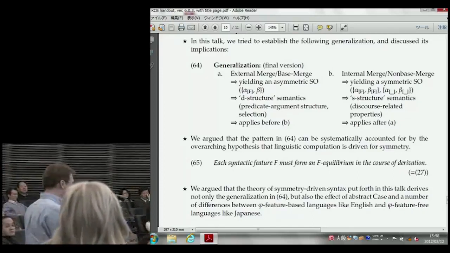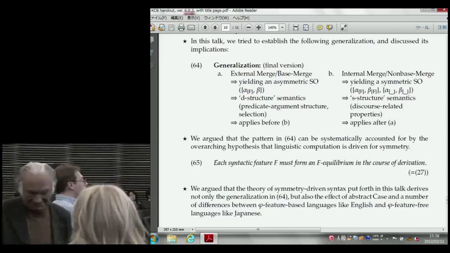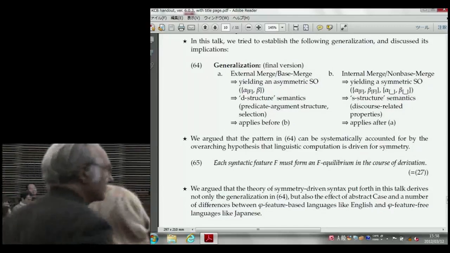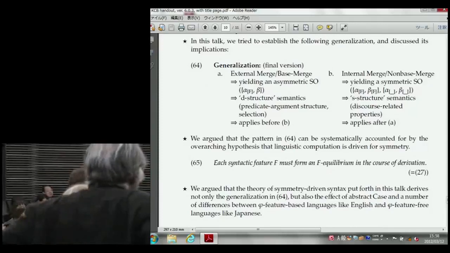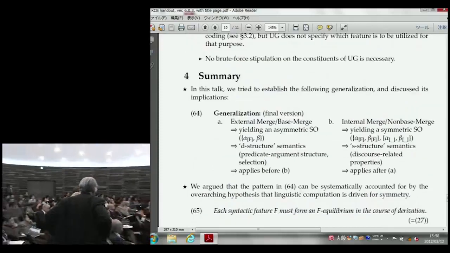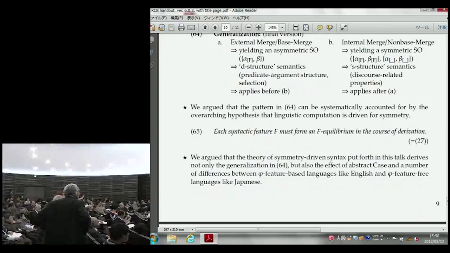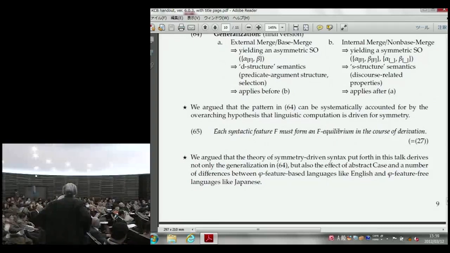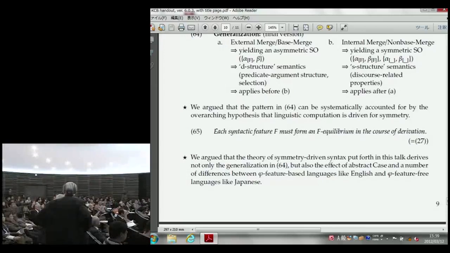I have a comment and a question. The comment first is very short. I think that the hypothesis 65 on the handout, for both the comment and the question, this slide, that you proposed is actually a rediscovery, because it was proposed 15 years ago by two people. One is Henk van Riemsdijk, the globe guy, and Eric Haeberli at Geneva.